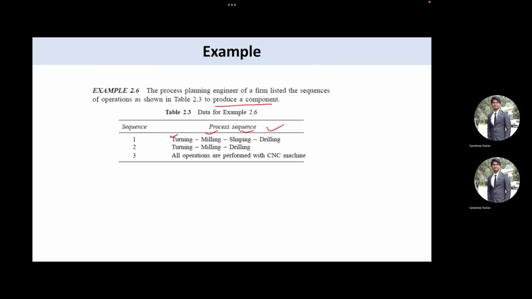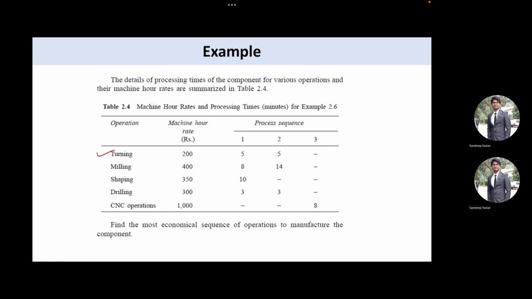Now, the details of processing time of the component with the various operations and their machine hour rates are summarized in this table. Turning operation is costed at 200 rupees and the process sequence is 5. Here, this is the process sequence and this is the processing time, given in minutes. Similarly, it is given for the milling, shaping, drilling, and CNC operations.